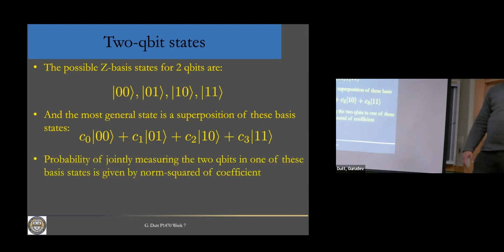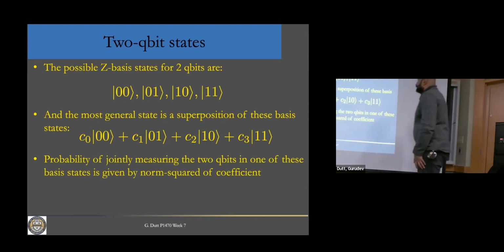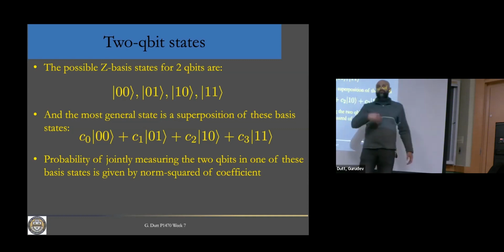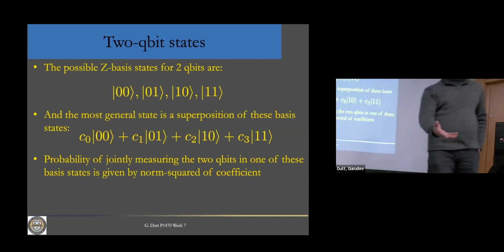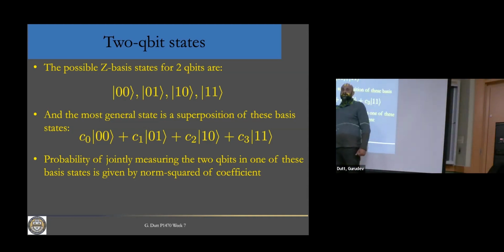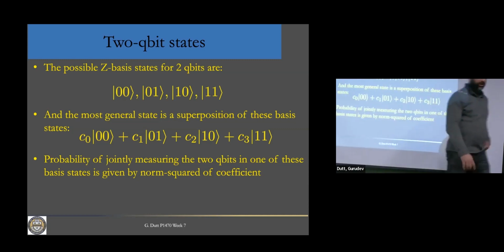Okay, and of course, the probability of measuring the qubits in the state 0, 0, which represents a measurement where the first qubit gives you a 0 and the second qubit gives you a 0. That's what the 0, 0 measurement would be. The probability of that occurring is just the norm squared of C0. So |C0|², the norm squared of the complex number.